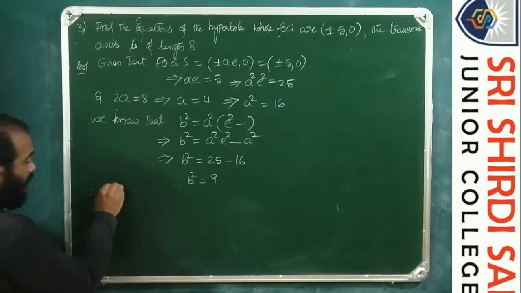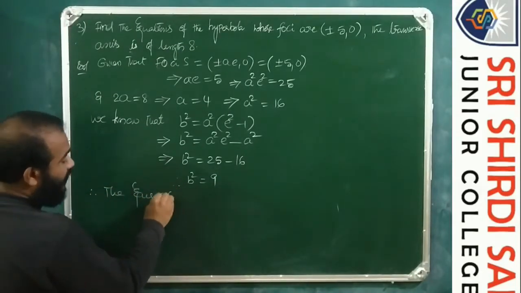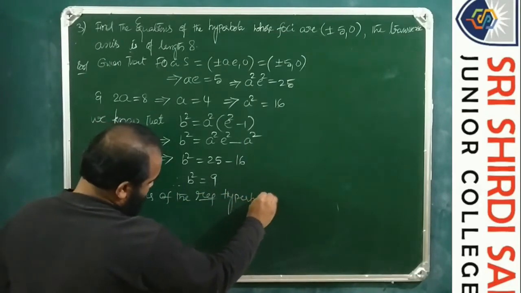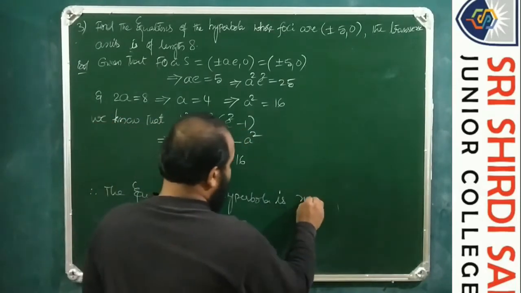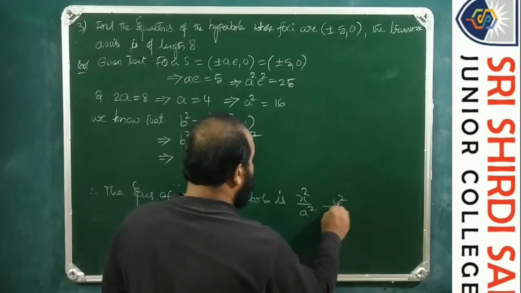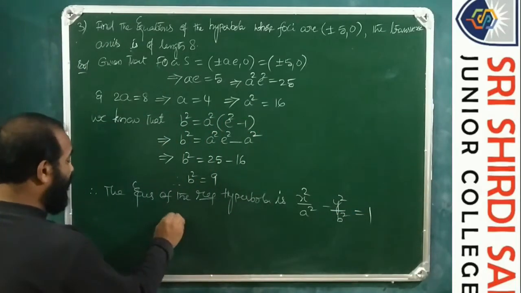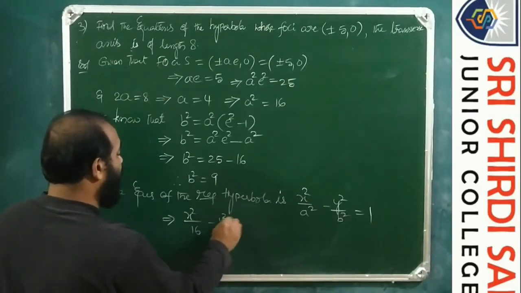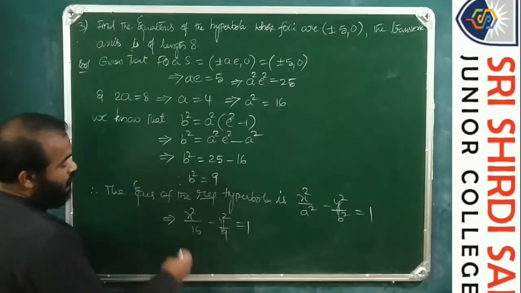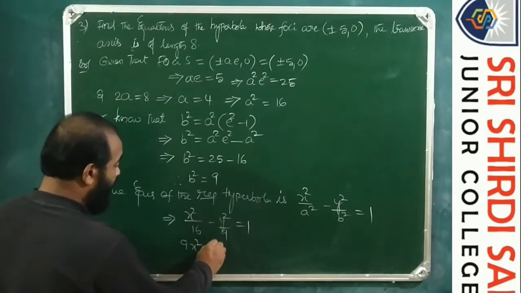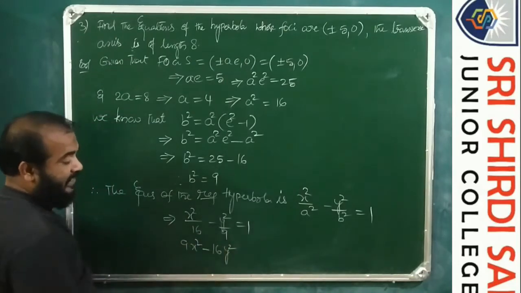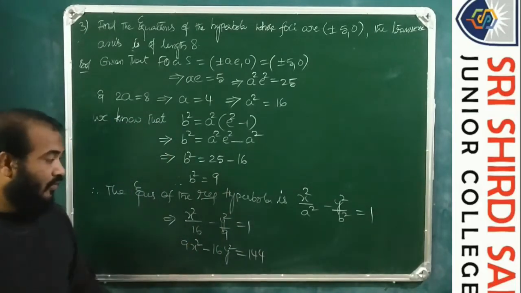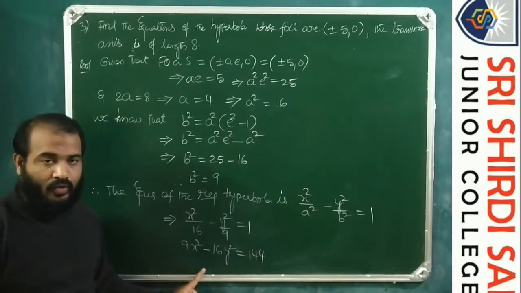Therefore the equation of the required hyperbola is x square by a square minus y square by b square is equal to 1. From this, x square by 16 minus y square by 9 is equal to 1. If you take the LCM here, 9x square minus 16y square by 16 times 9, which is 144, is equal to 1. If you cross multiply, it is equal to 144. This is the equation of the required hyperbola.